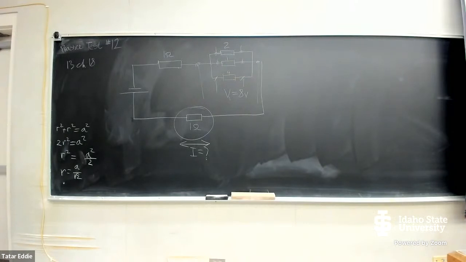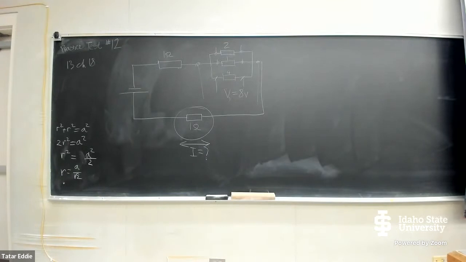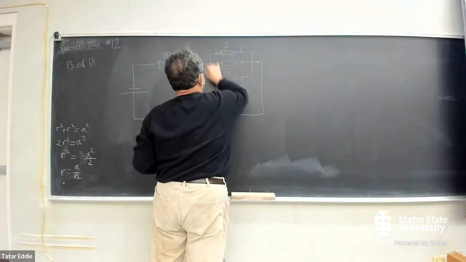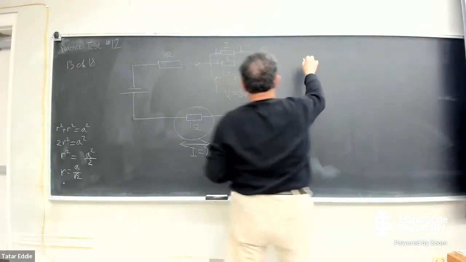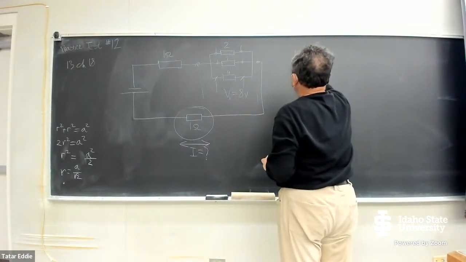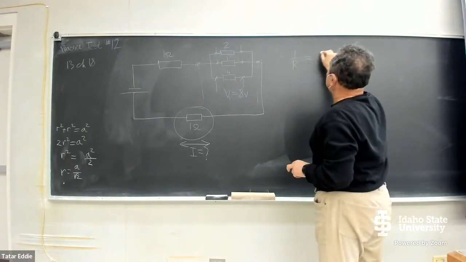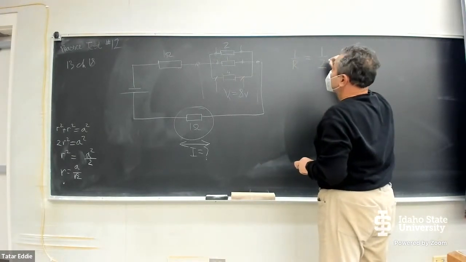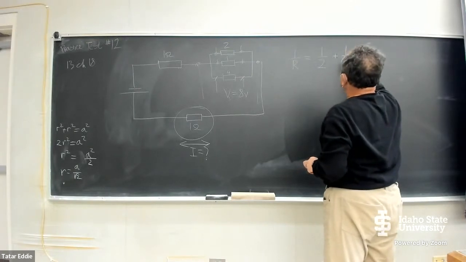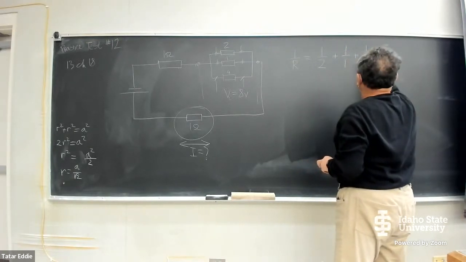So you can do it in different ways, but in MCAT type of questions, the time is what matters. So you have to try to do it as fast as possible, and to do it according to the rules, find the effective resistance of this combination. What is that effective resistance? Well, the inverse of that effective resistance is equal to the sum of the inverse of 2 and inverse of 1 and inverse of 4.